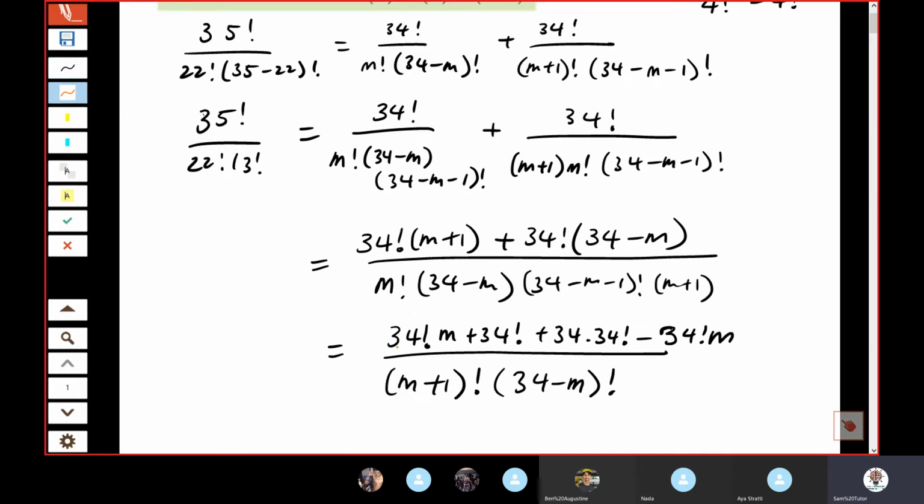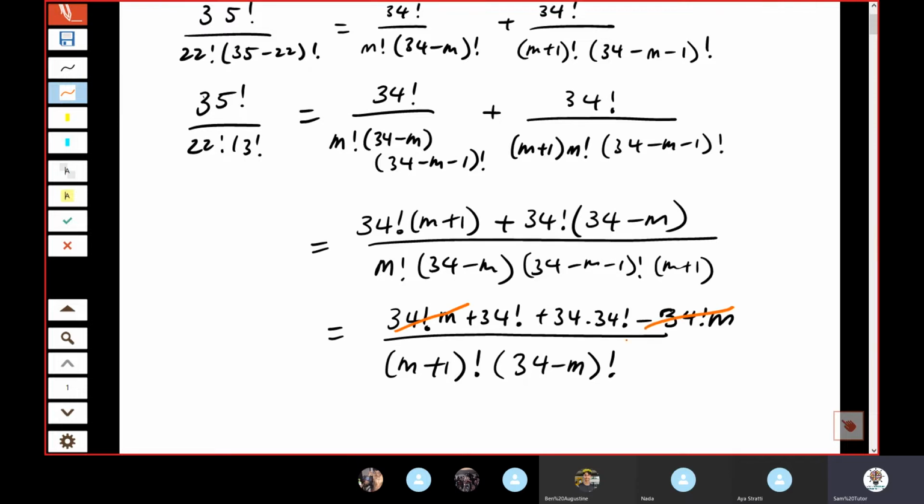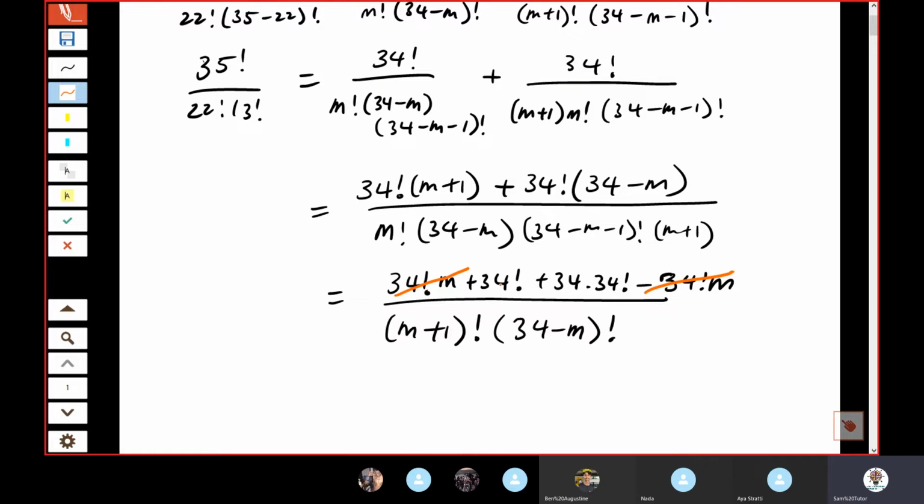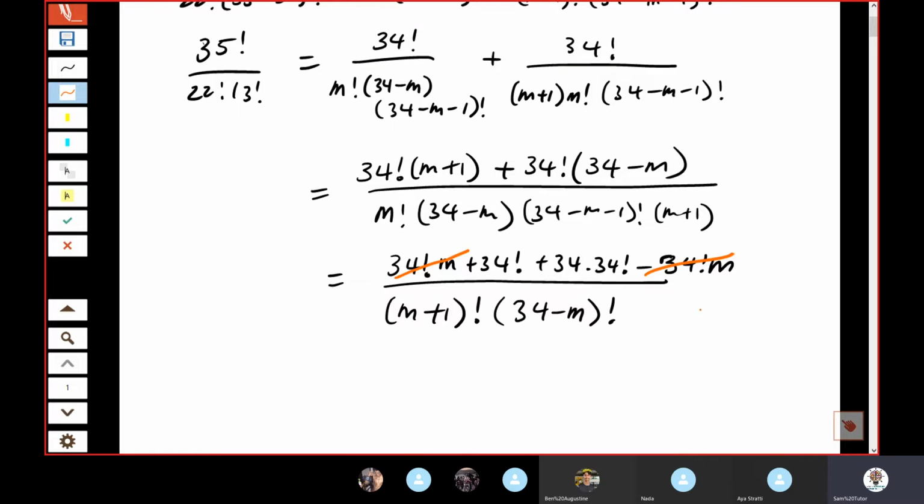Okay, can you see how this m and this m cancels out? 34 factorial m minus 34 factorial m. Gone. Next line. 34 factorial plus 34 times 34 factorial. Factorize your 34 out. That gets me 1 plus 34.